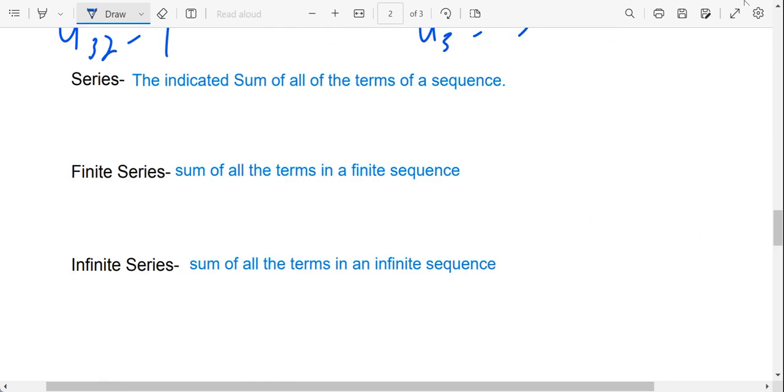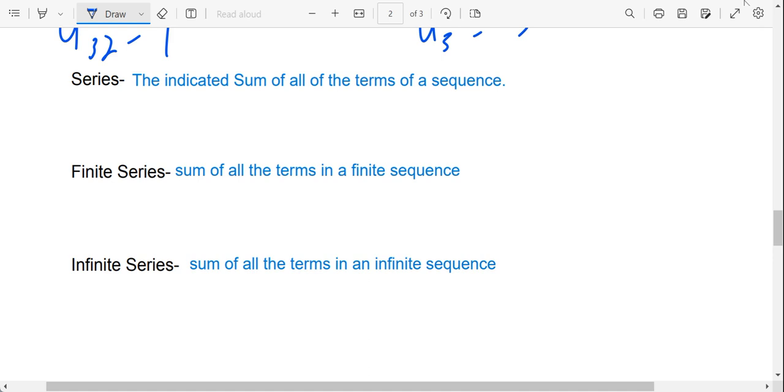So we got some definitions about series. Series is another way to write our sequences, pretty much. The only thing included is that we're going to add up all those numbers together. So a series indicates the sum of all the terms in a sequence. A finite series is the sum of all the terms in a finite sequence. An infinite series is the sum of all the terms in an infinite sequence.